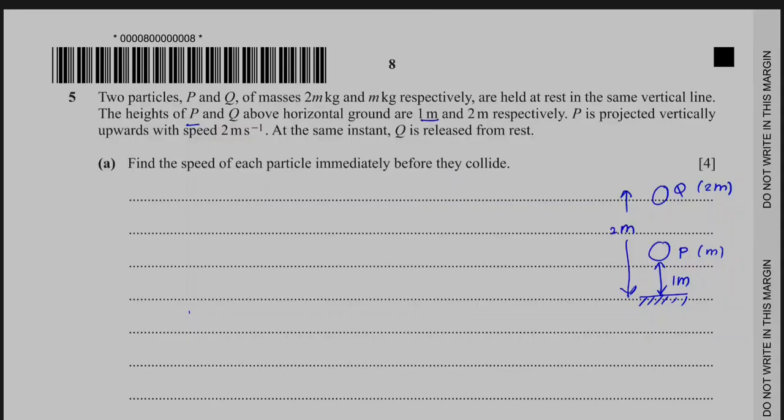Now in the question they are telling us that Q is released downwards and P is projected upwards. Since Q is at a higher position and it is released, it will come down under the influence of gravity. But that's not the case with P. P is projected upwards with a velocity of 2 meters per second. So this is the case. In the first part of the question, they are asking us to find the speed of each particle immediately before they collide. So we need to find the velocities of these particles just before collision.